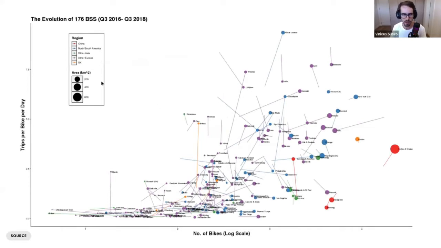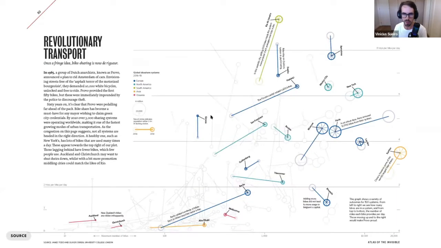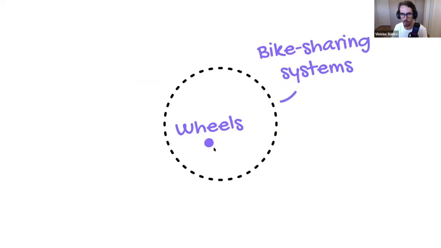This is a chart for a study. Again, most of the charts that I'm going to present are not mine. They're just references. So this is a chart about bike sharing. And this is what was published in the research paper. And this is the version that was published in the Atlas of the Invisible. So you can see that, okay, bike sharing app, we created these things with wheels and kind of handlebars. And again, very related.